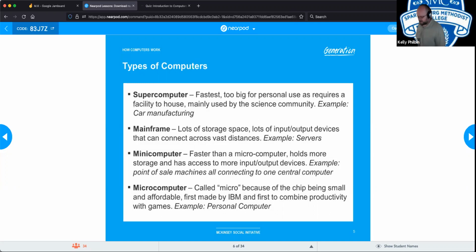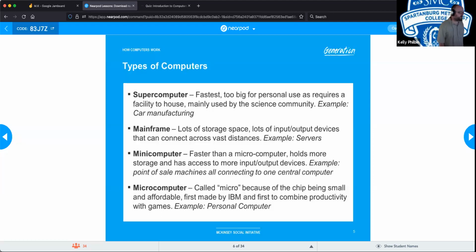Then we start getting into things that you and I might actually work with for the most part in our day-to-day operations, the mini and the microcomputer. So the mini, which is faster than a micro, holds more storage, has access to more input and output devices. You might see this on point of sale machines, all connecting to one central computer. So the central computer that is connected to all the point of sale machines, like you would have at Walmart, Target, grocery stores, Meijer, what have you, would be a mini computer that would communicate with all of them. The point of sale would actually be considered something called a thin client, which is a stripped down version of a computer meant for a singular purpose. But we will get into that when we get into custom configurations.